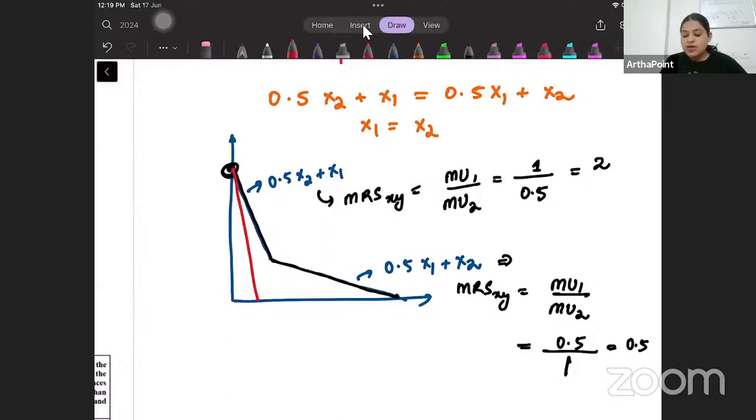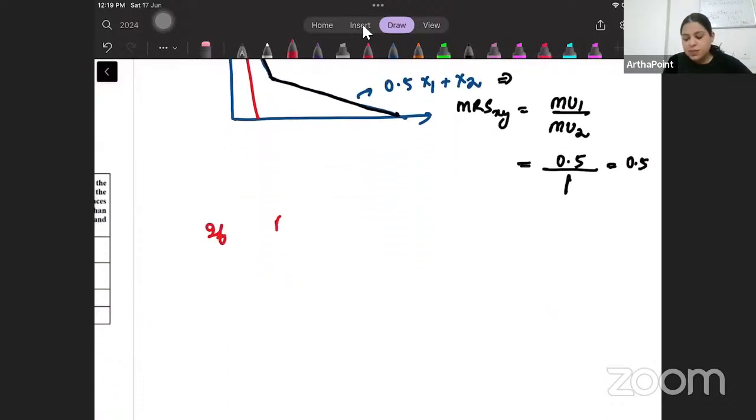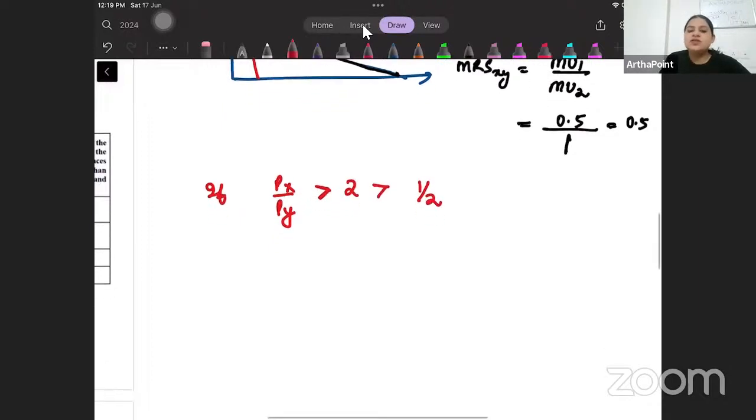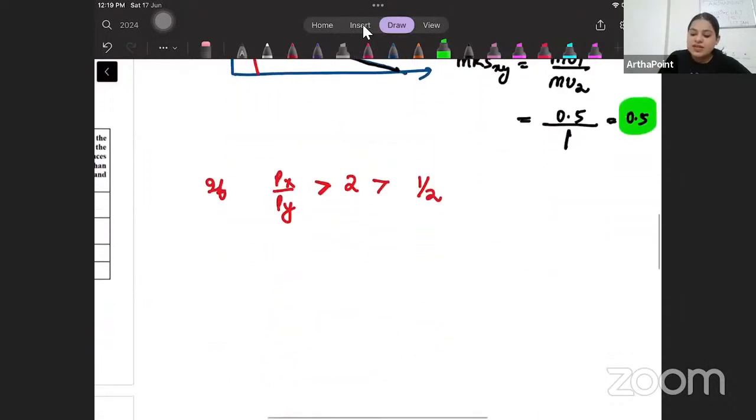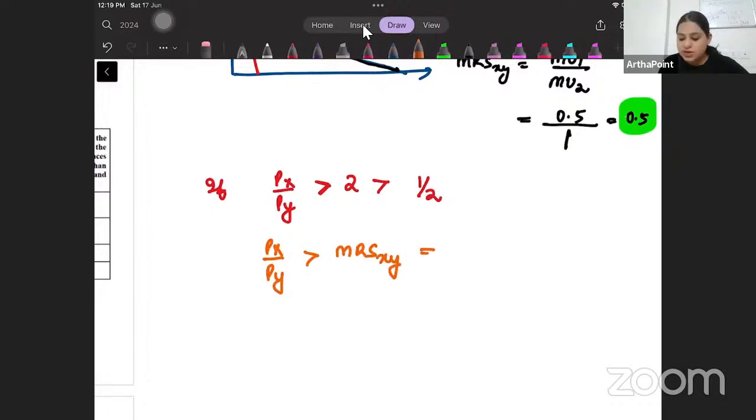So, beta, if Px by Py is greater than 2, greater than half, that means it is simply greater than both the MRS. One MRS is half and the other MRS is 2. So if Px by Py, in other words, is greater than MRS, then what do I get? I consume only good Y, because good Y is cheaper.